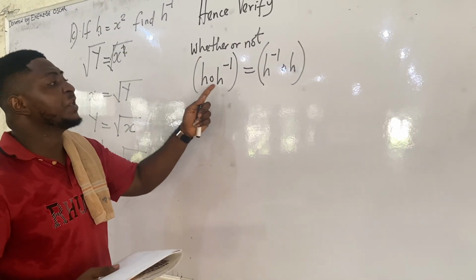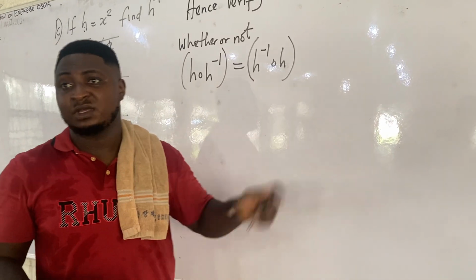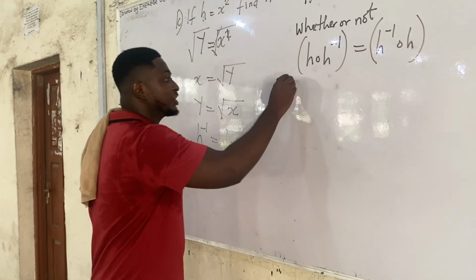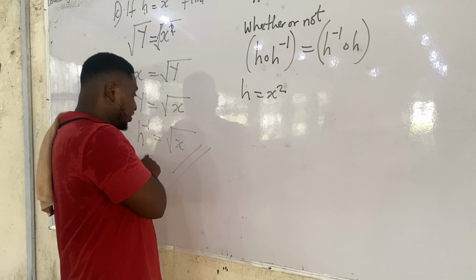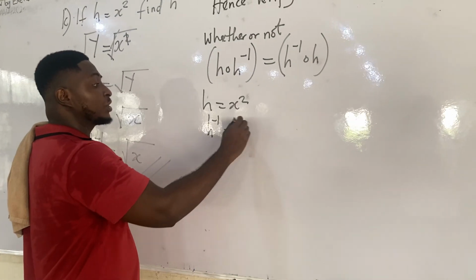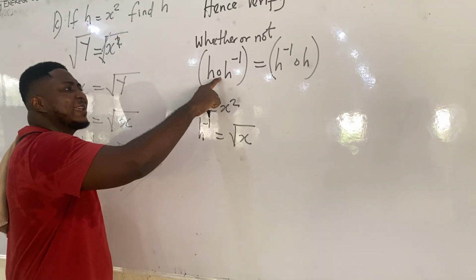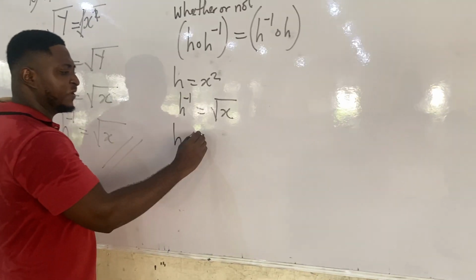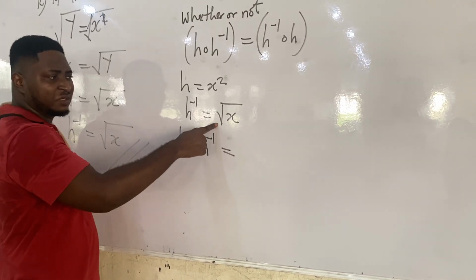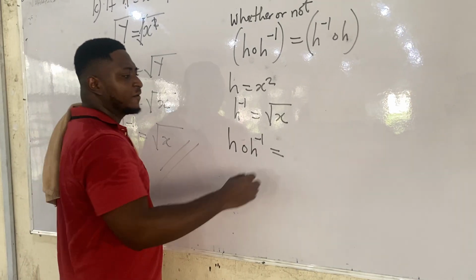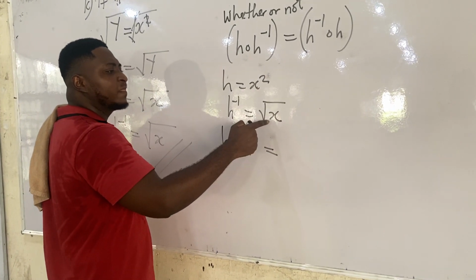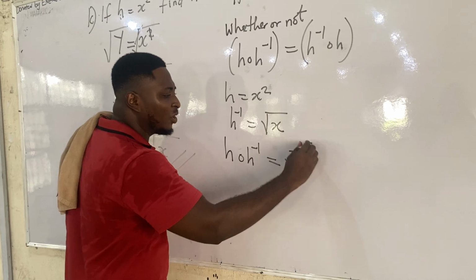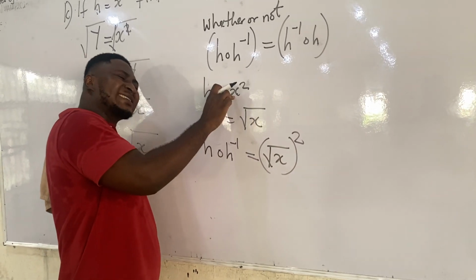Class, we need to find h of h inverse, and we also need to find h inverse of h. Are they equal to each other? We already have that h is x squared, and we just got h inverse as the square root of x. This sign clearly means composition. So to find h of h inverse, it means let h carry h inverse. So that will be x squared. Now let h inverse enter inside here, so the square root of x replaces x inside here.